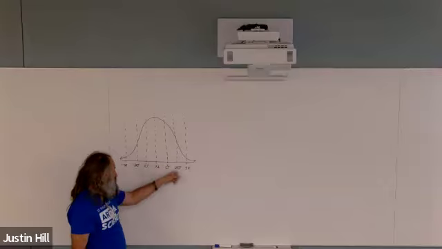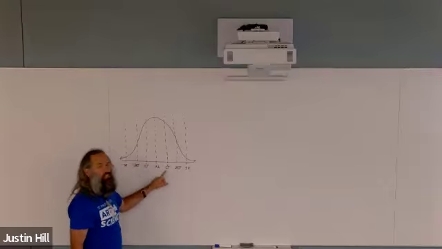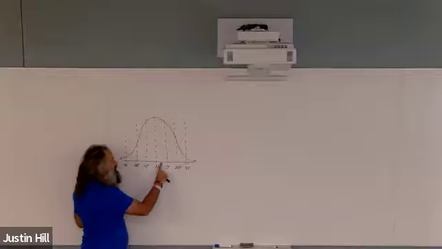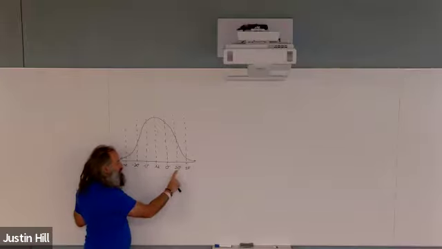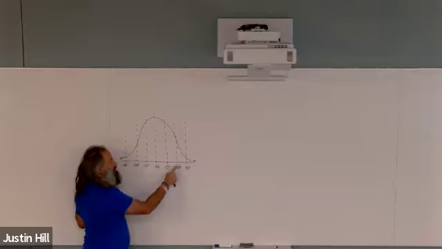Now maybe it's not just a whole number, maybe it's half of a standard deviation, right? So half of a standard deviation would be roughly here. 1.5 would be here. 2.9 would be here. So we can think of something being 2.9 standard deviations above the mean. That would be roughly here.